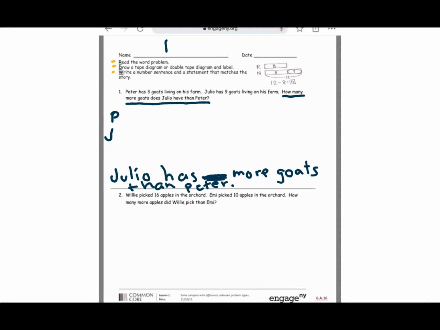So, it says in the story some important information. It says here that Peter has 3 goats. So I'm going to make a tape diagram to show that Peter has 3 goats. So I'll put a 3 right up here on top. 3 goats.